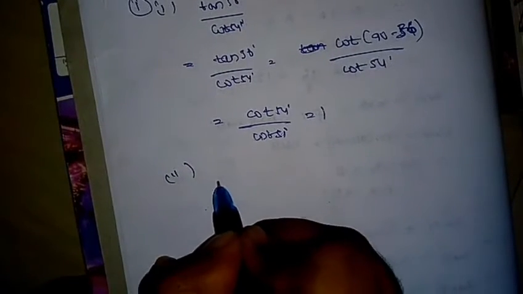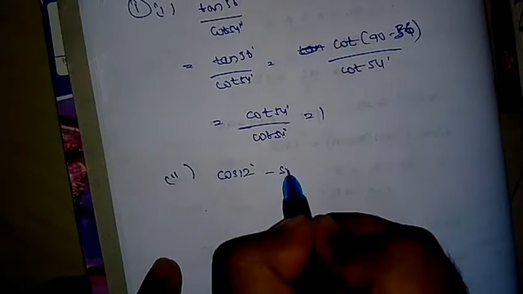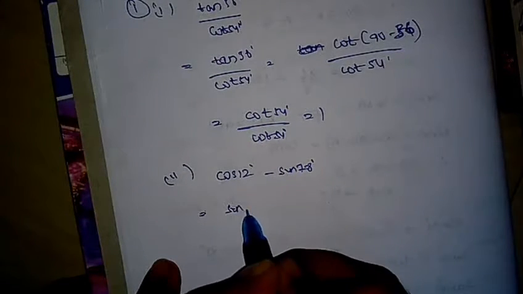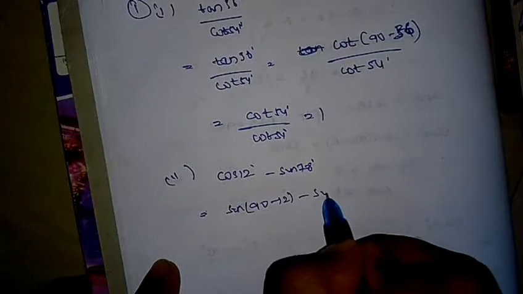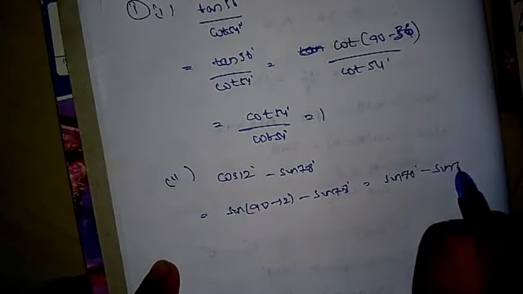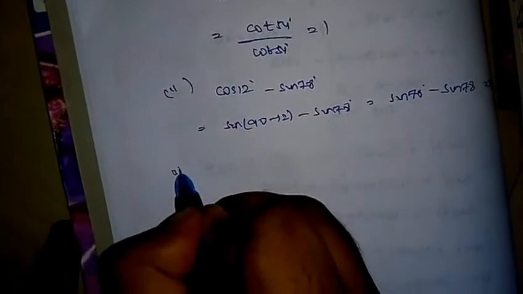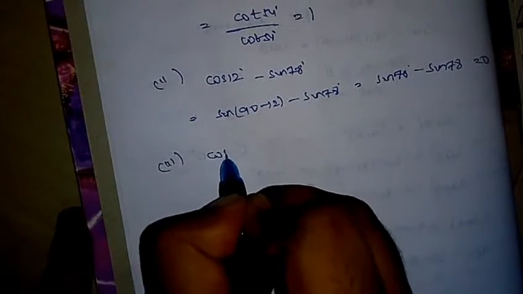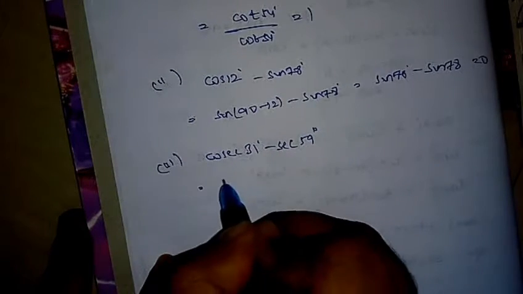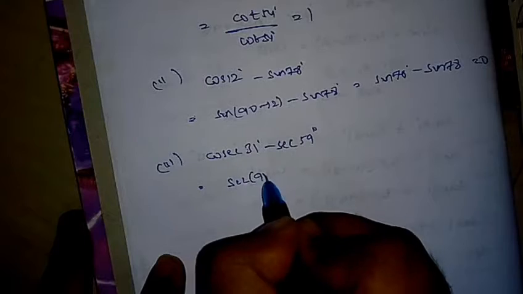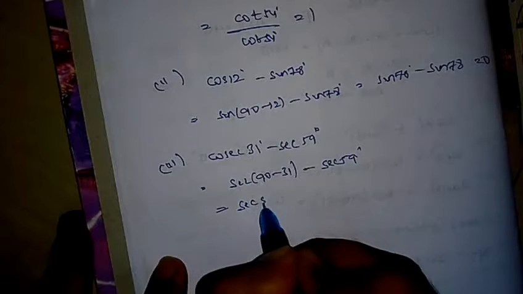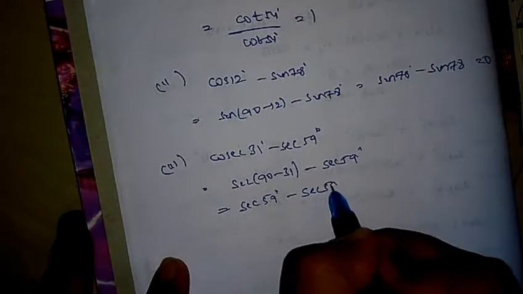Second bit, cos 12 degrees minus sin 78 degrees. Cos 12 degrees can be written as sin (90 minus 12) minus sin 78, which is equal to sin 78 degrees minus sin 78 degrees, which is equal to 0. Third bit, cosecant 31 degrees minus secant 59 degrees. Cosecant 31 can be written as secant (90 minus 31) minus secant 59 degrees, which is equal to secant 59 degrees minus secant 59 degrees, equal to 0.